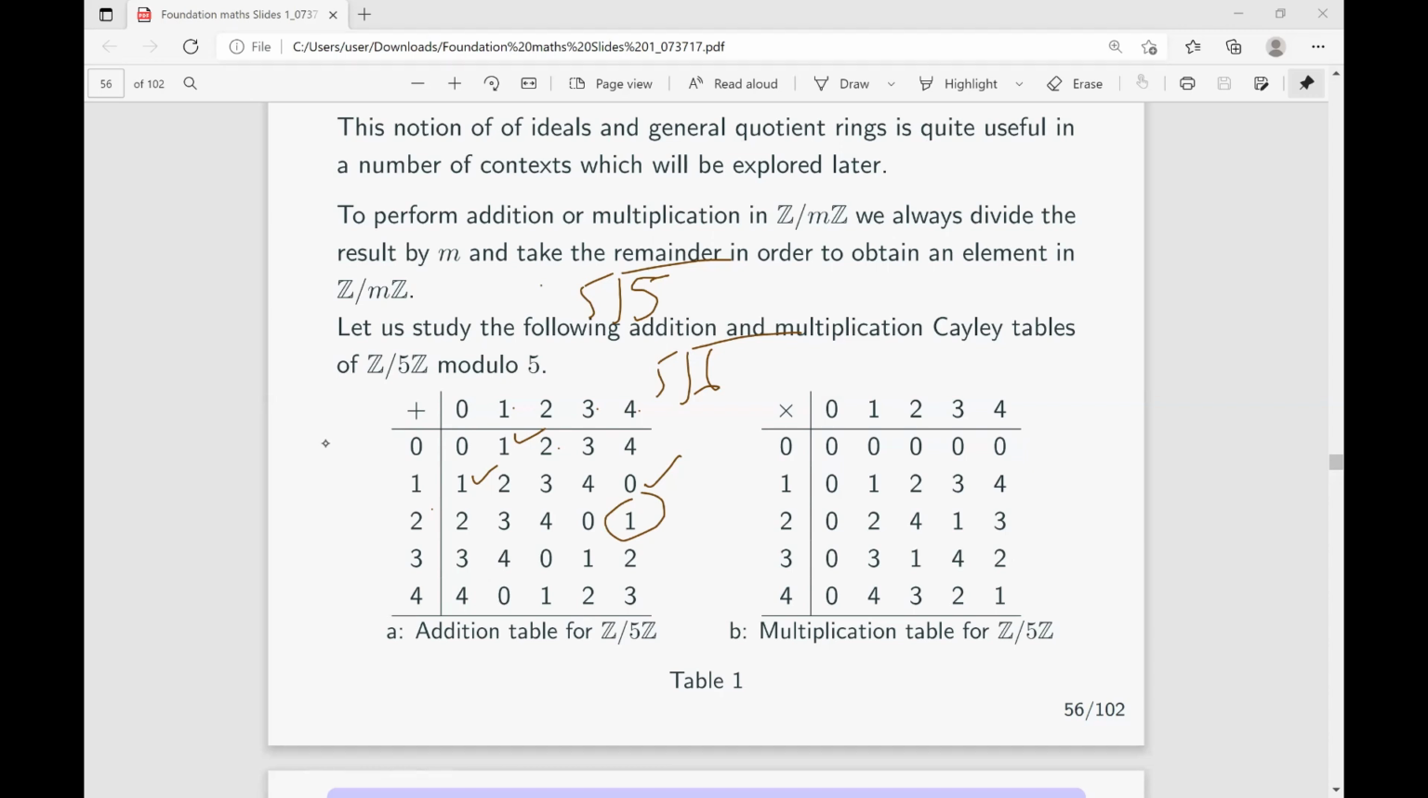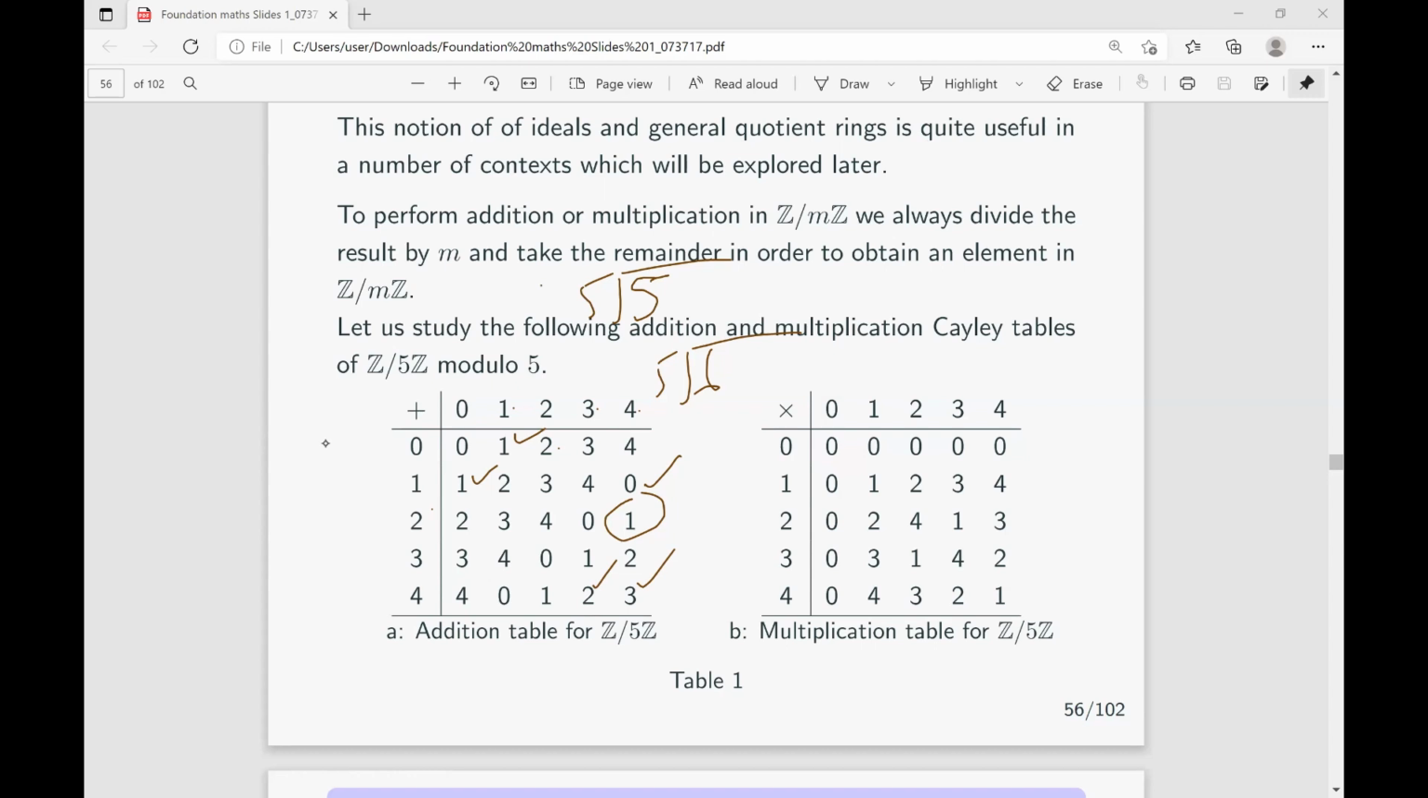You do the same thing. Let's do it for 4. 4 plus 0 gives us 4. Then 4 plus 1 gives us 0. Then 4 plus 2 gives us 1. And 4 plus 3 gives us 2. And then 4 plus 4 is 3. So that is how you do addition.